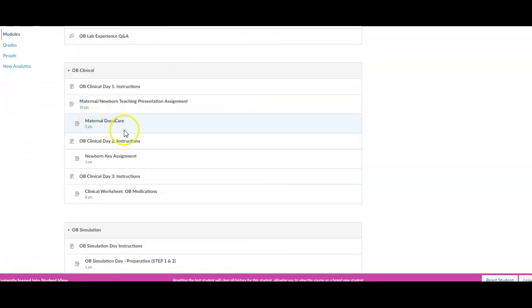Discussing the options, you will select to either do your maternal DocuCare assignment or your newborn key assignment on your first day, depending on where you are. So say you get assigned to postpartum, we highly recommend that you start with the newborn key assignment because you're going to have a baby to assess for that day. It's a lot easier to get your maternal DocuCare done. So this is why we say to start with the baby, newborn clinical day 2 assignment, if you have access to a baby for that day.